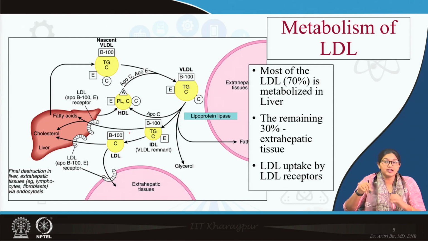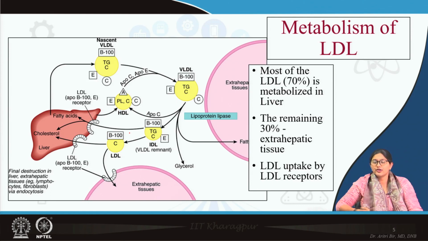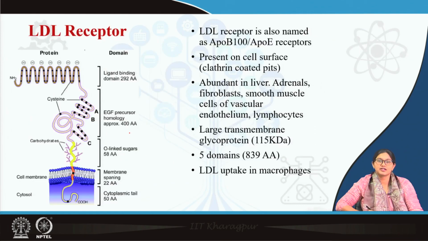Remember, it delivers cholesterol to extrahepatic tissue. This part is very important. LDL supplies cholesterol to the extrahepatic tissue, and this uptake of LDL, be it in liver or in extrahepatic tissue, occurs through the LDL receptor. The LDL receptor is one very important receptor with respect to cholesterol metabolism. So, we are going to discuss a bit of the LDL receptor as well.